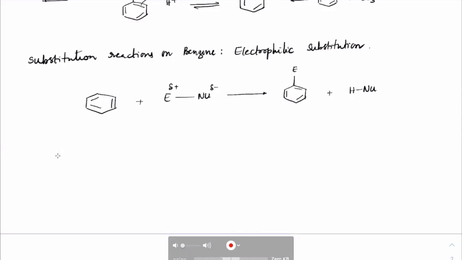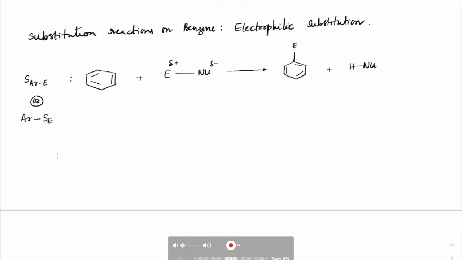And this type of reaction is called SAR, substitution aromatic, and E, which means electrophilic. So substitution, aromatic, and here we are studying electrophilic substitution, so that's why it is called E. Okay. This can also be written in different books in a different format, ArSE, which means aromatic electrophilic substitution. Okay, let's see the mechanism now.